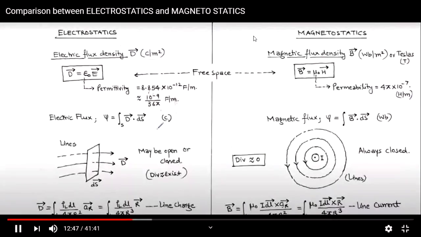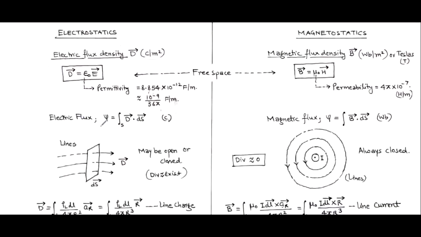In electric flux density, we consider an electric flux, that is a surface integration of D vector dot ds vector, and its unit is coulomb. And in case of magnetic flux density, we consider a magnetic flux, and it equals the surface integration of B vector dot ds vector, and here the unit is Weber.